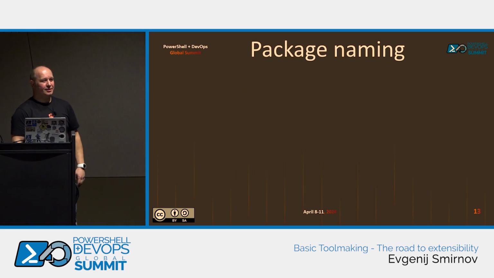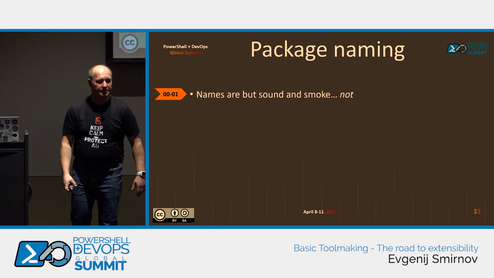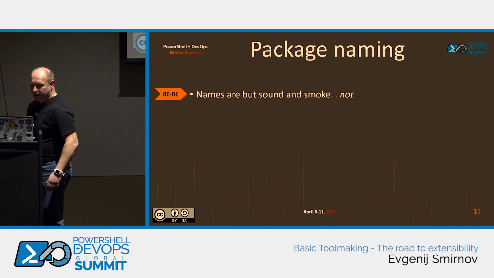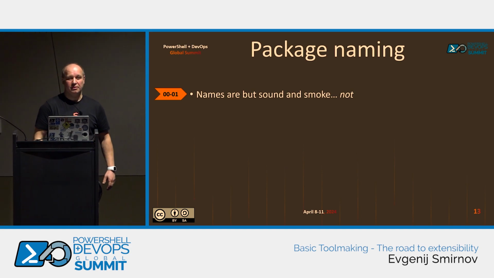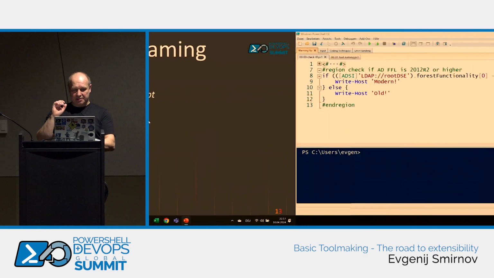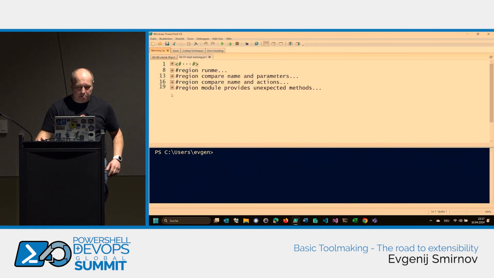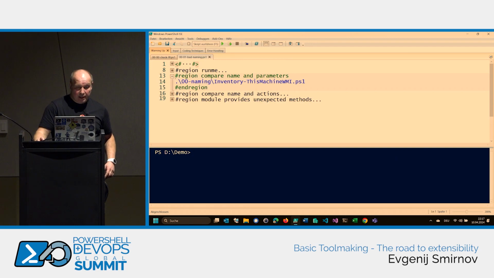Package naming. Goethe says, names are but sound and smoke. Namen sind Schall und Rauch. This is not true for PowerShell packages. Let's look at a couple of examples I prepared. I have to run this to change the working directory.